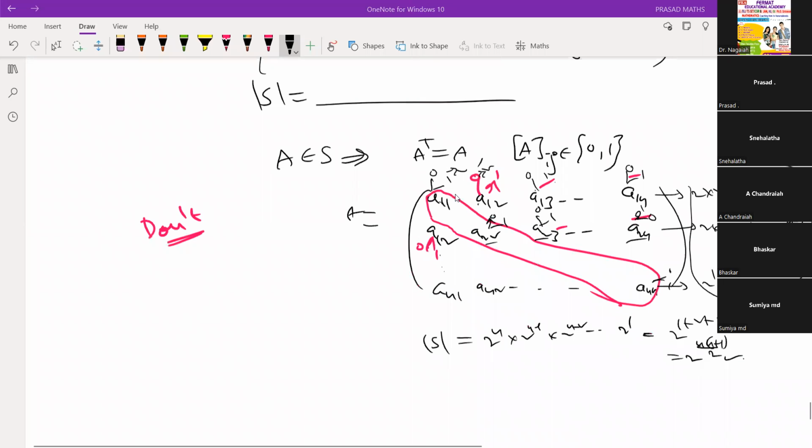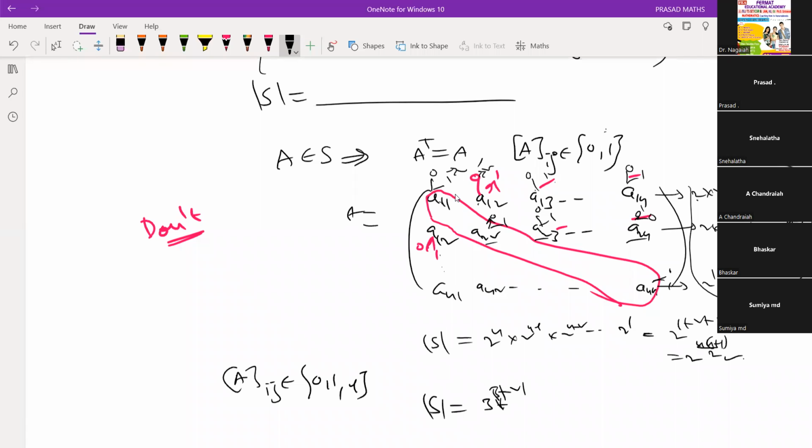Yes, sir. Similarly, if you take more and more elements, suppose your ijth entry is from 0, 1, minus 1, what happens? What is the cardinality of S? See, instead of two choices, what are you getting? Three choices, yes or no? Three choices. Sorry, 3 power n into n plus 1 by 2.